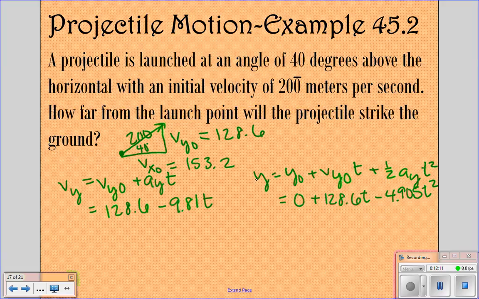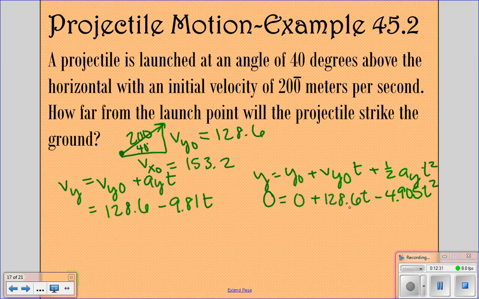the y value here. It wants to know how far it will strike the ground. So when is the final y value? It's also going to be 0 because it started at the ground and then it ended at the ground. So we can use this and we can solve for a t.